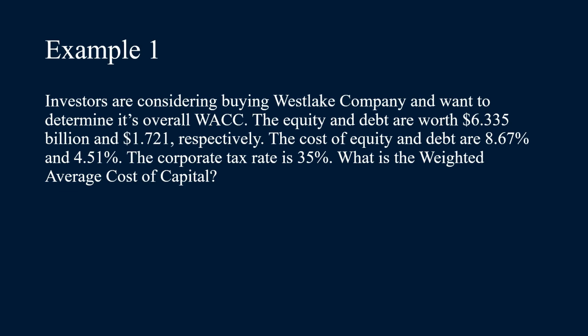So example 1, it says, investors are considering buying Westlake Company and want to determine its overall WACC. The equity and debt are worth $6.335 billion and $1.721 billion, respectively. The cost of equity and debt are 8.67% and 4.51%. The corporate tax rate is 35%. What is the weighted average cost of capital?